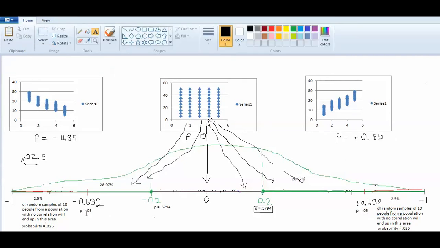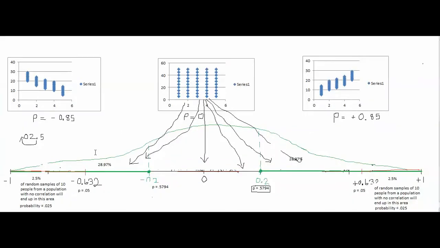And the correlation that has a p-value of 0.05 is actually special, because the correlation that has a p-value of 0.05 is the critical value. So this one is a critical value, and this one is also a critical value. We have a negative critical value and a positive critical value.